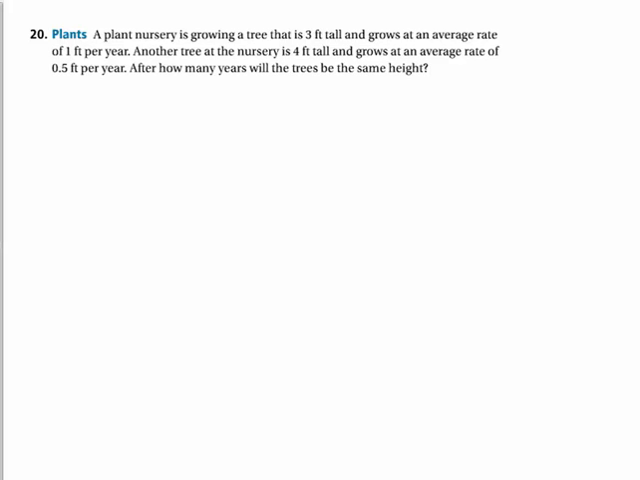A plant nursery is growing a tree that is 3 feet tall and grows at an average rate of 1 foot per year. Another tree at a nursery is 4 feet tall and grows at an average rate of 0.5 feet per year, or a half foot per year. After how many years will the trees be the same height? So it's asking about years. So one of our variables, let's just let it be y, and let's call this the number of years. Okay, after how many years, that's where I got that one from, will the trees be the same height?